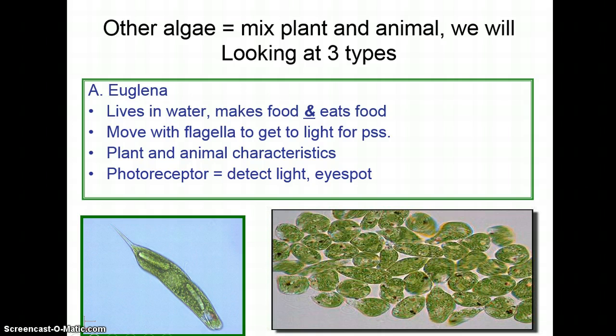They have something called a photoreceptor near their end of their body towards the flagella. It helps them to detect light, and it's known as an eye spot. And this eye spot is a photoreceptor. It allows them to detect light, to get to the light to go through photosynthesis.